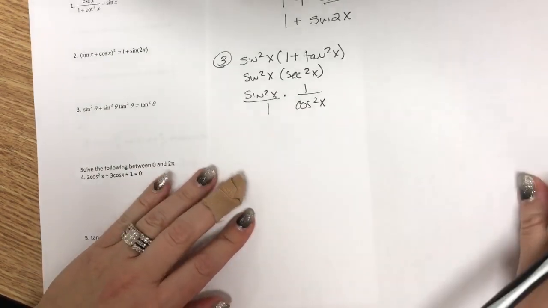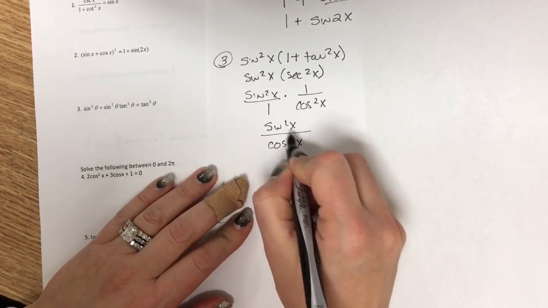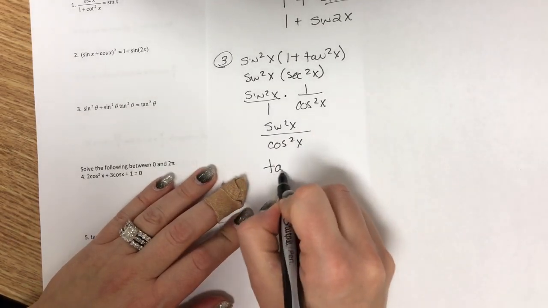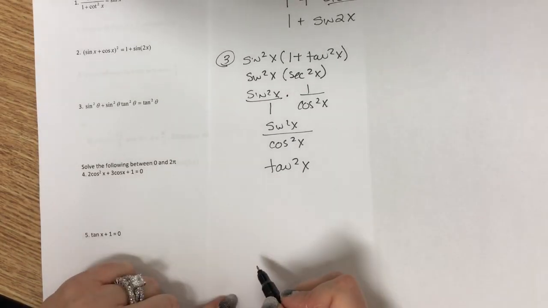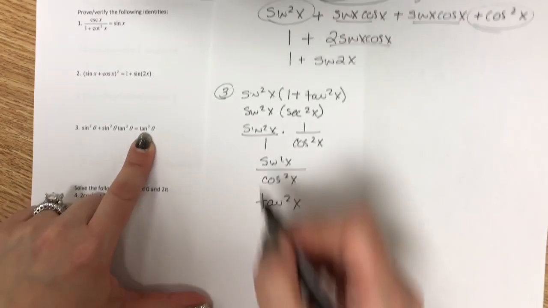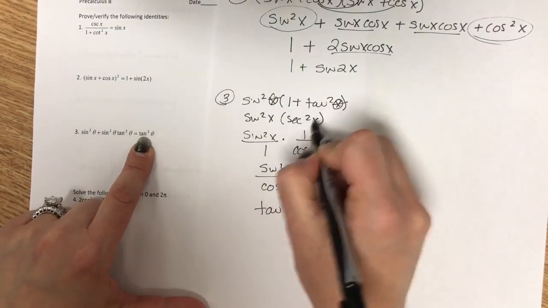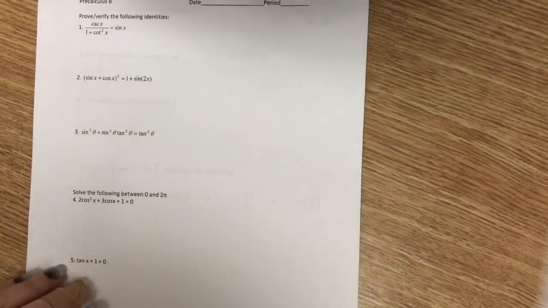And then I'm going to multiply these fractions together. And sine divided by cosine is tangent, but both squared, so tangent squared. That's what we needed. Oh, darn, it was thetas. Sorry, these all should have been thetas, but you get the idea. All right, number 4, solving.